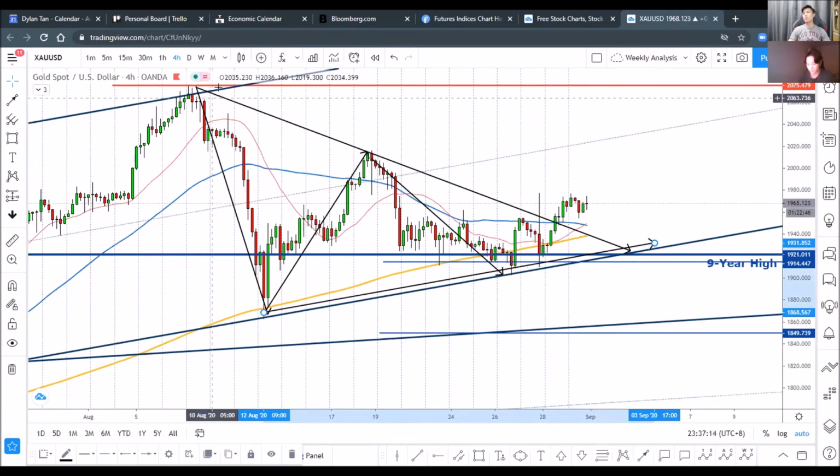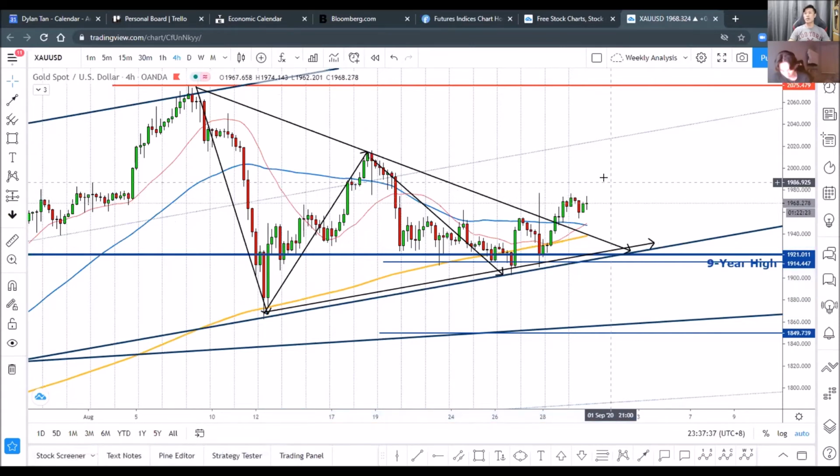Or if we're just looking at this falling trend line, what happened last week is that the gold broke above this falling trend line, or this entire symmetrical triangle. So obviously that tells me the gold may continue to climb. The only thing that we've got to be careful of is the dollar, which may rebound anytime.